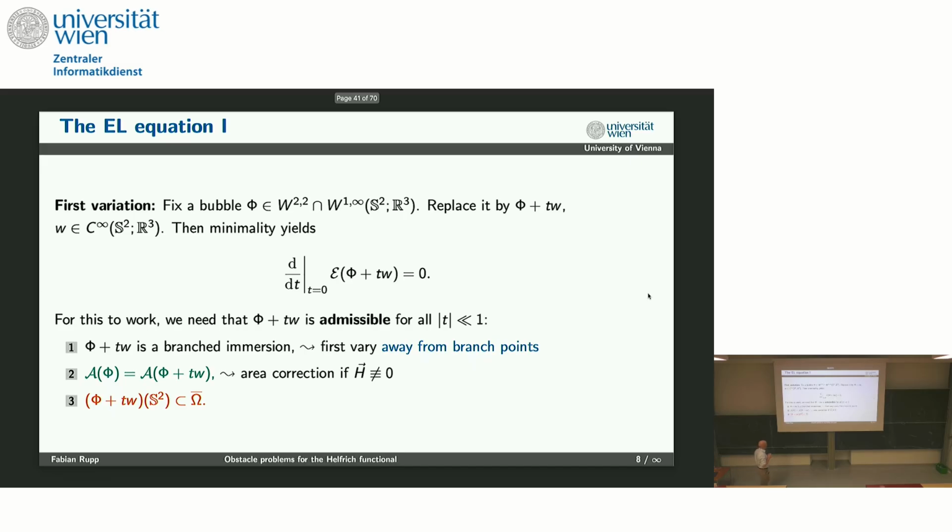The second one is a constraint. If the constraint does not degenerate, we can use an implicit function argument to fix the area correction. And the third one is maybe a bit more interesting, and I will quickly show you how we can do a correction of higher order to stay within the confinement zone in this case.